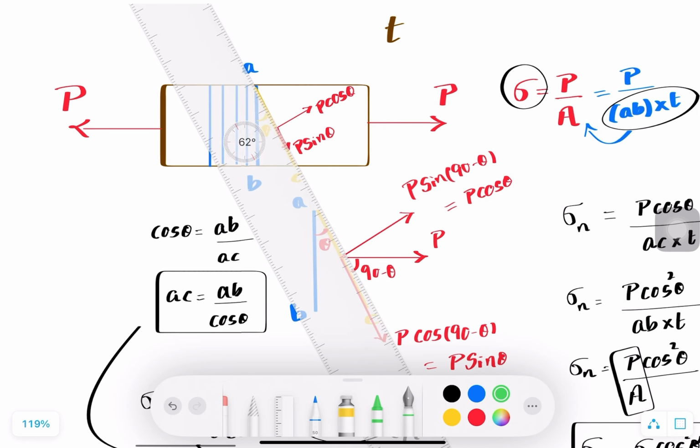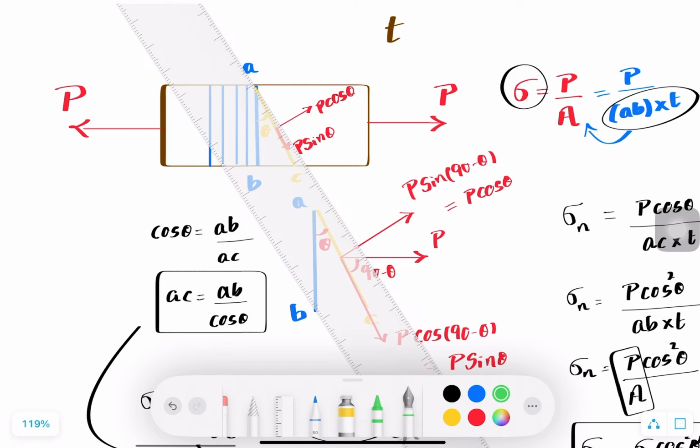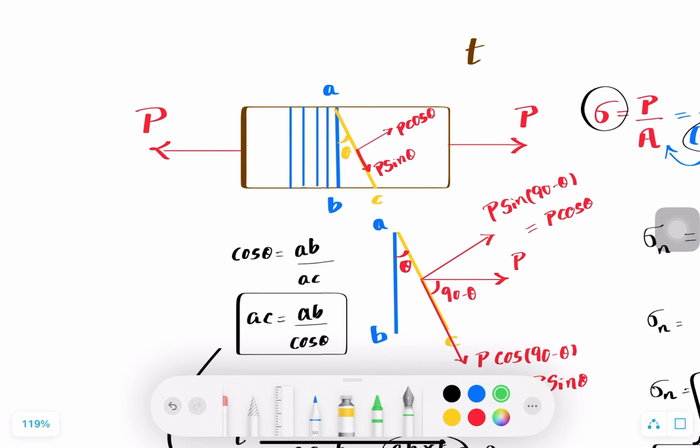So all the green, which is at an angle of 45 degree, let us say that this is 45 degree. All the planes that are at an angle of 45 degree will be experiencing the maximum shear. Okay, good. So now we know the planes that are experiencing the maximum normal stress are the blue planes, and the planes experiencing the maximum shear stress are the green planes at an angle of 45 degree.